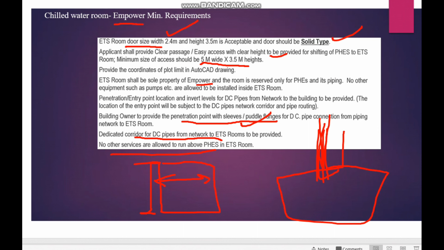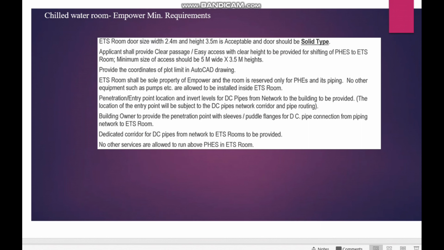Similarly, if you go to another authority, they have additional requirements that you have to consider when we go for the chilled water system. So I hope in this video I have explained the key rules and the space allocation and other important things about the chilled water system.